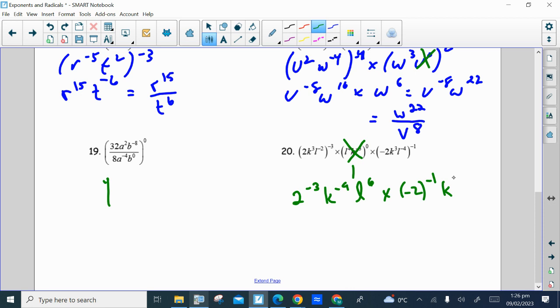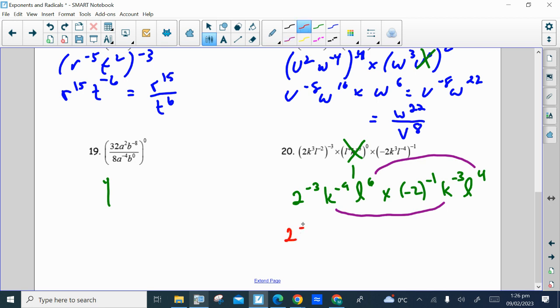The k, you multiply those exponents. 3 times negative 1 is negative 3. And the L, you multiply those exponents. Negative 4 times negative 1 is positive 4. So we do have to deal with the 2 to the negative 3 and the negative 2 to the negative 1. We will have to deal with those because those are negative exponents. But before we do that, let's multiply the powers together that have the same base. We can multiply the k's together and we can multiply the l's together by adding those exponents.